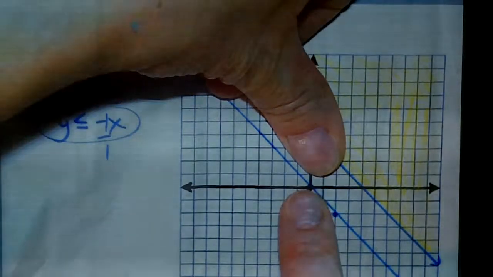And since y is less than, when you're looking at this line, I want to shade the points below the y-intercept. So I'll get my blue.